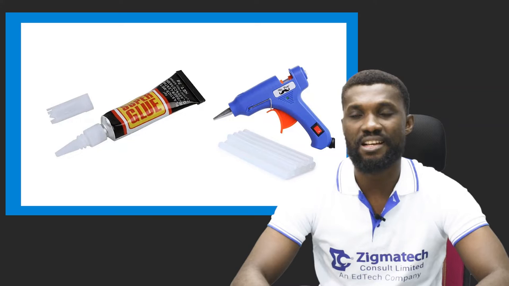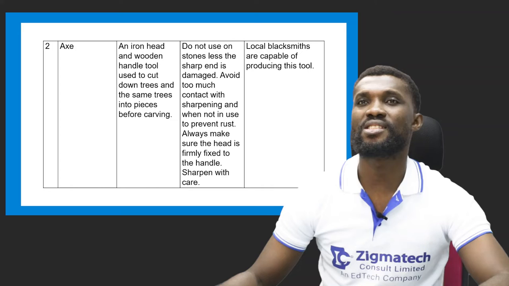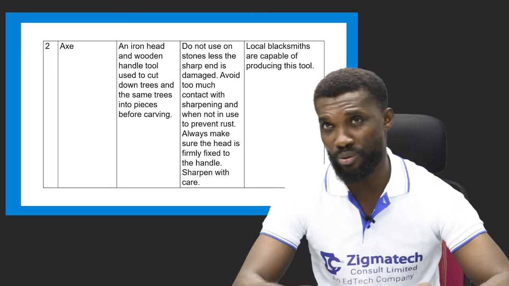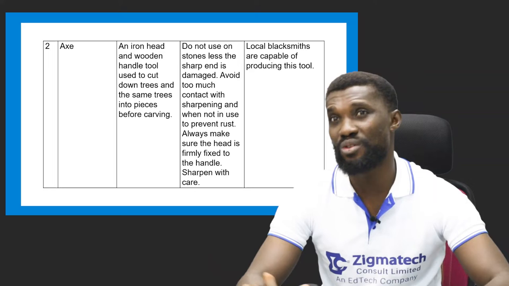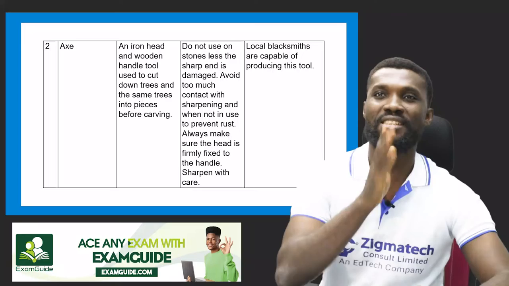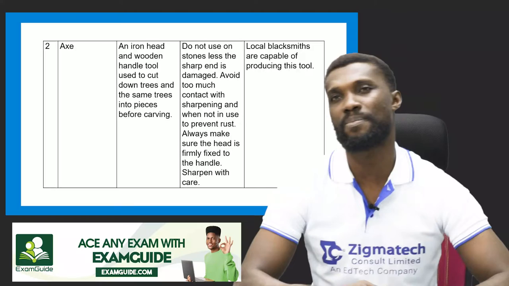So let's look at the number two art material, which is the axe. The axe is an iron head and a wooden handle. It's a tool used to cut down trees, wood, stones, sometimes you can call them firewood, and to chop the tree into pieces before what? Carving. You use it to chop trees into pieces before carving. If you're carving, carvers use the axe to chop out some unwanted part of a tree that they are working on.